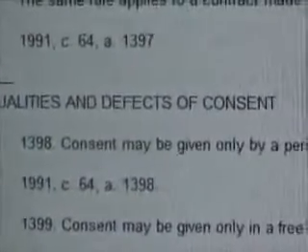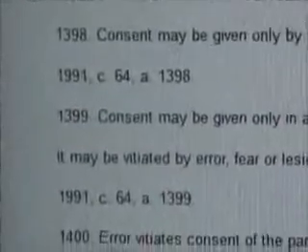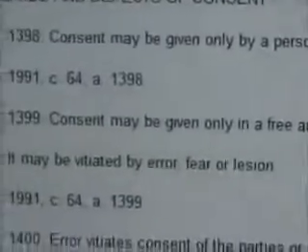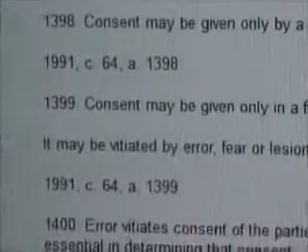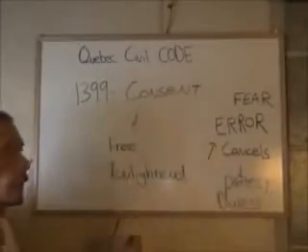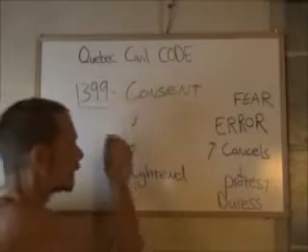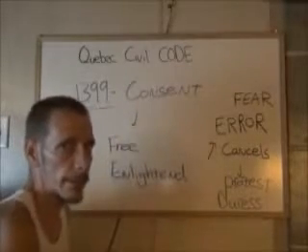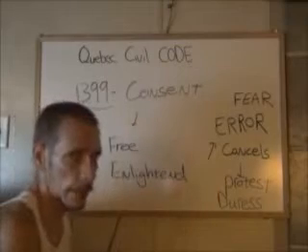Qualities and defects of consent. Article 1399. Consent may be given only in a free and enlightened manner. So you must be free and enlightened first before you can give consent to anything. It may be vitiated by error, fear, or lesion. So, Quebec Civil Code again, it says Article 1399, consent can only be given in a free and enlightened manner.